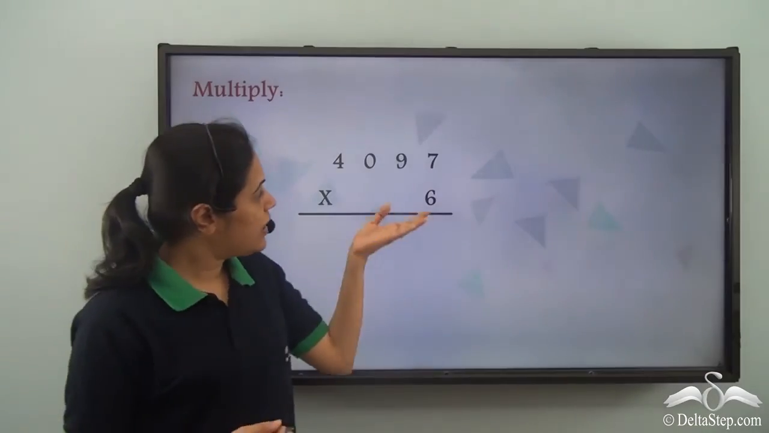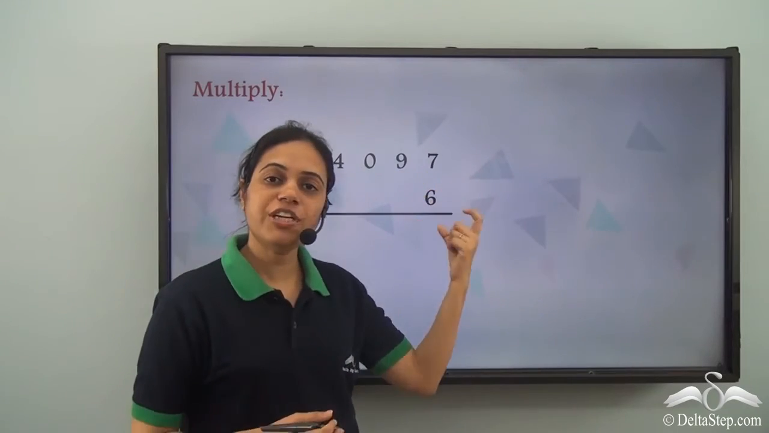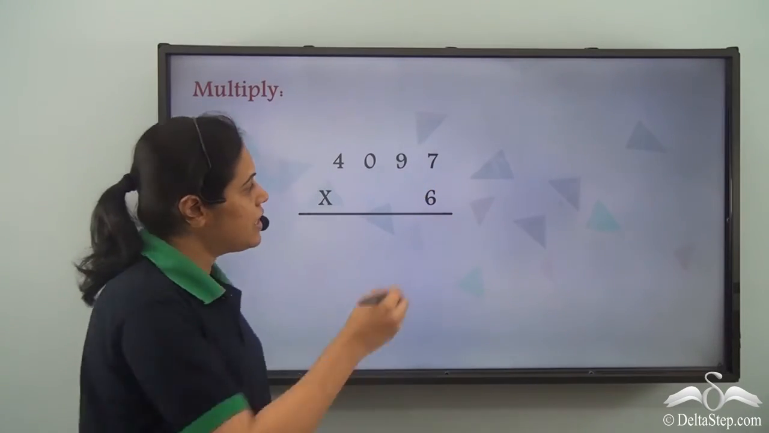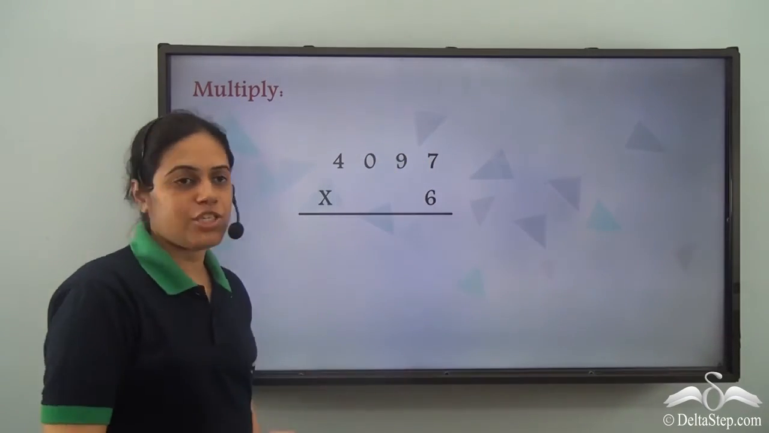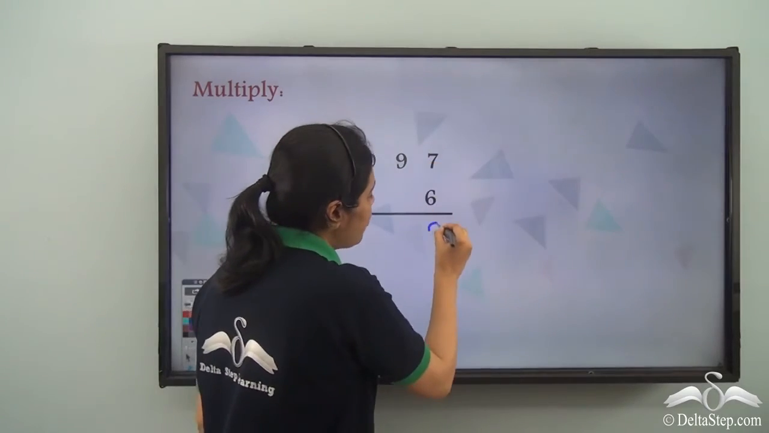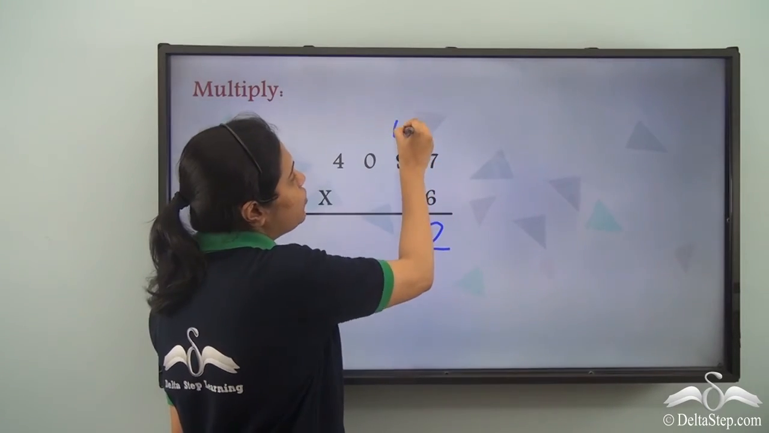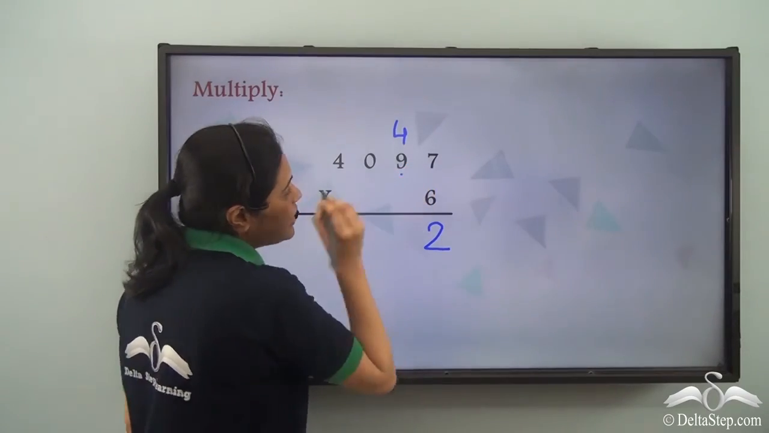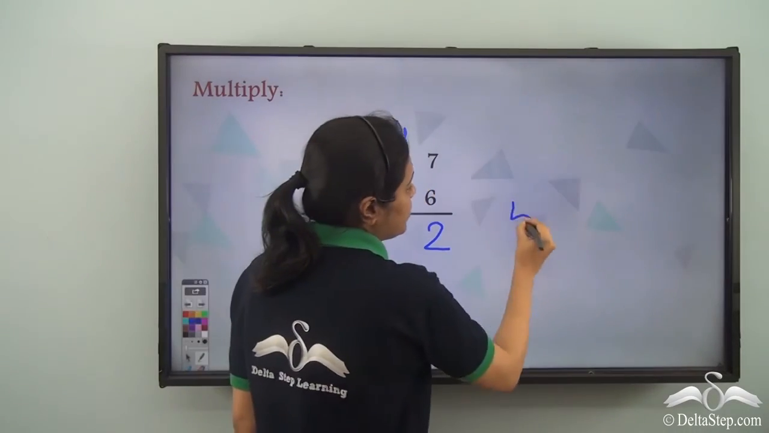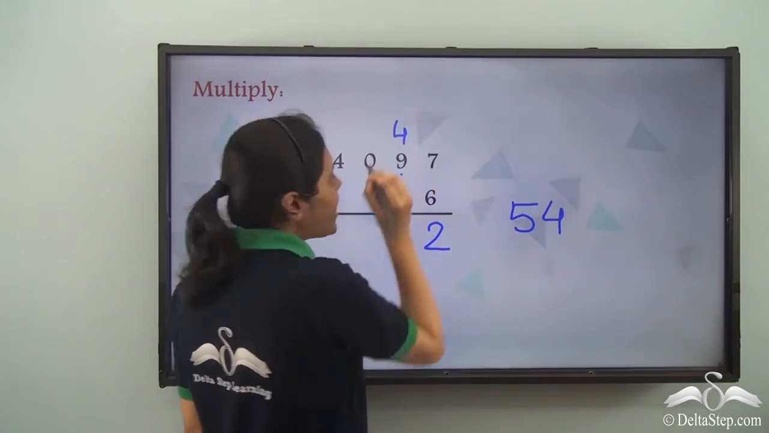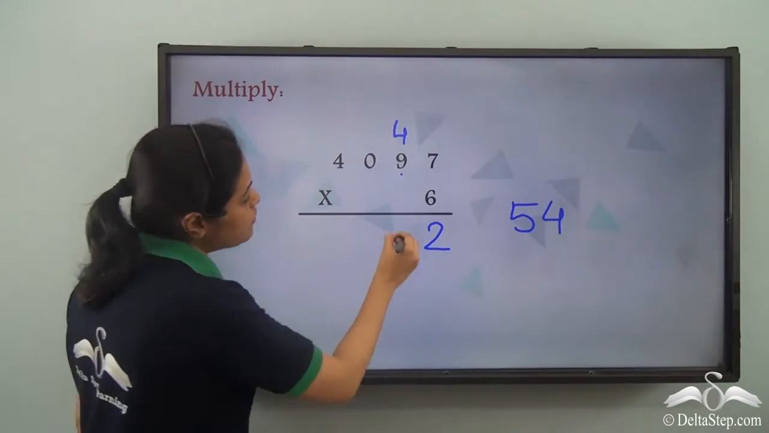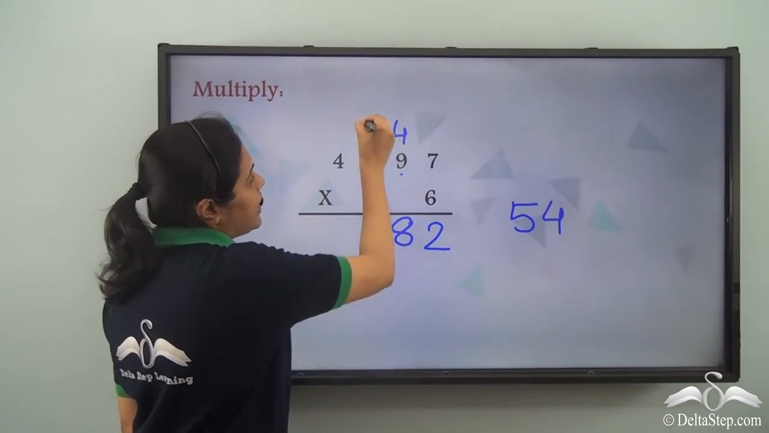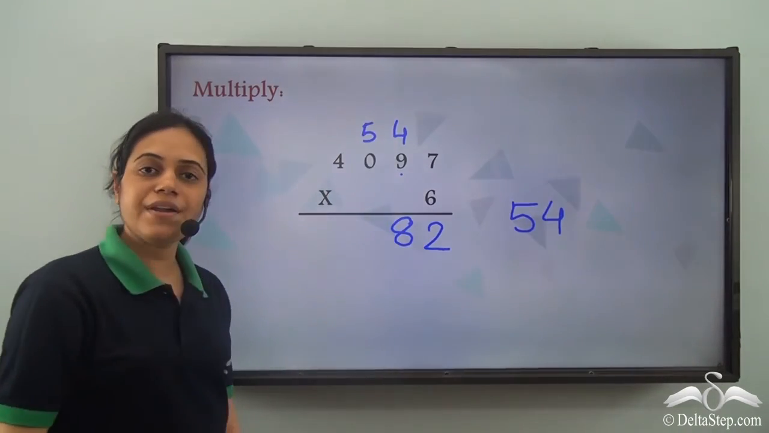So once again, I need to multiply a 4-digit number by a 1-digit number. I start with the rightmost digit. So 6 into 7 is 42. I write 2 here and 4 is carried. Now 6 into 9 is 54. To this 54 I add 4. 54 plus 4 is 58. I write 8 and 5 is carried.